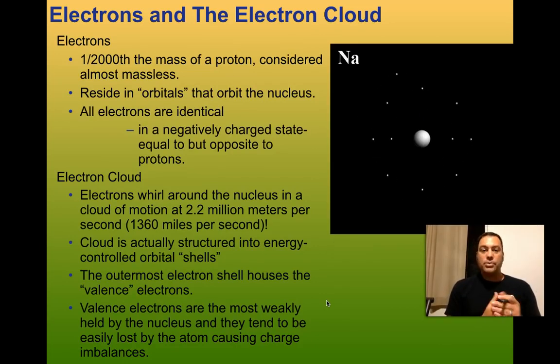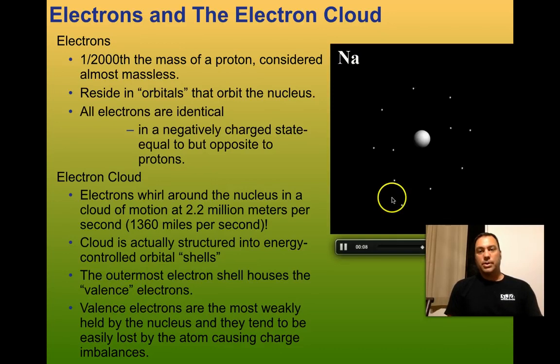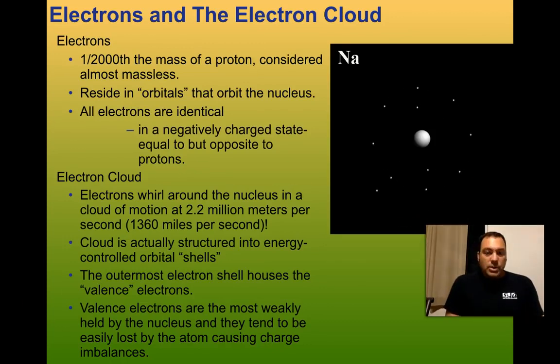And the outermost electron shell houses the valence electrons. This word valence means outside or outermost. And so here's our valence electron, the one way out here on the outside. So this would be the valence electron shell right here on the outside, of which there's one electron. Valence electrons are the most weakly held by the nucleus, and they tend to be easily lost by the atom, causing charge imbalances.